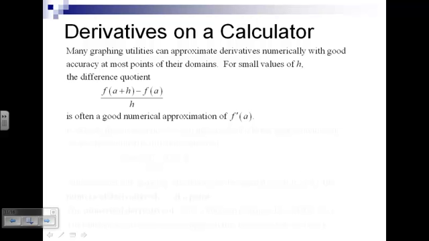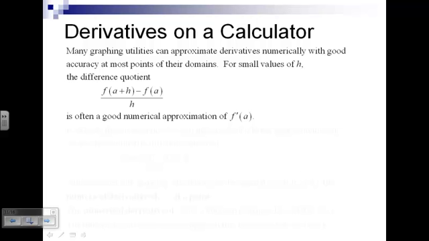I'm going to show you something. I'm going to talk about what's called a numerical estimate of a derivative. Now, we know that we have this idea of a derivative as f of a plus h minus f of a over h. And as h gets really small, as h approaches 0, we get a derivative.